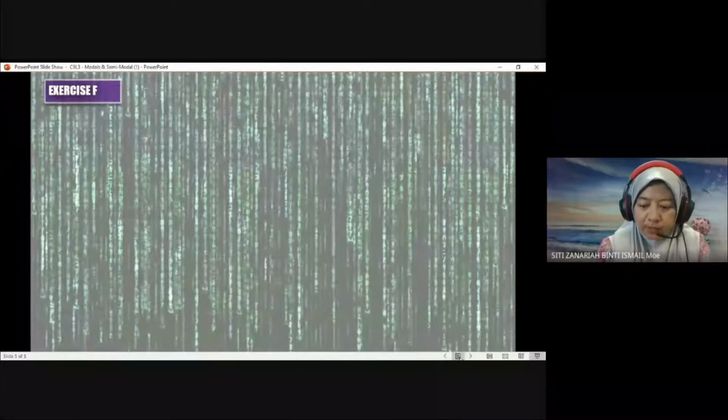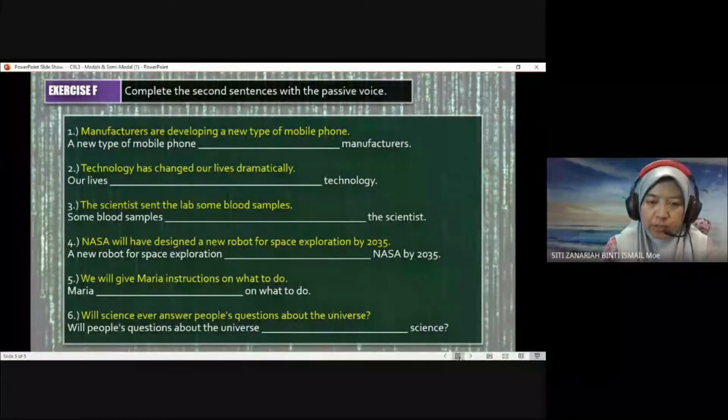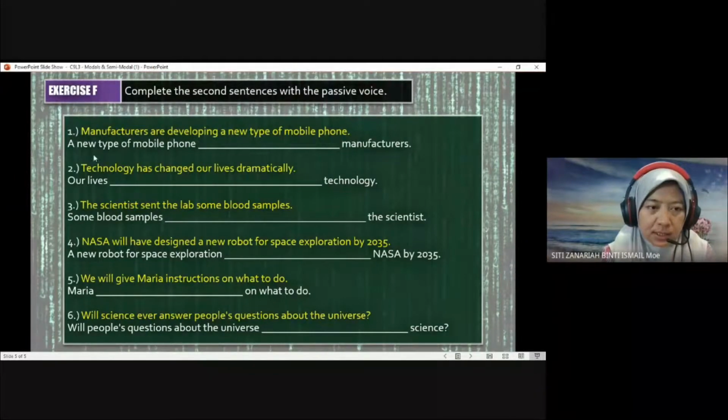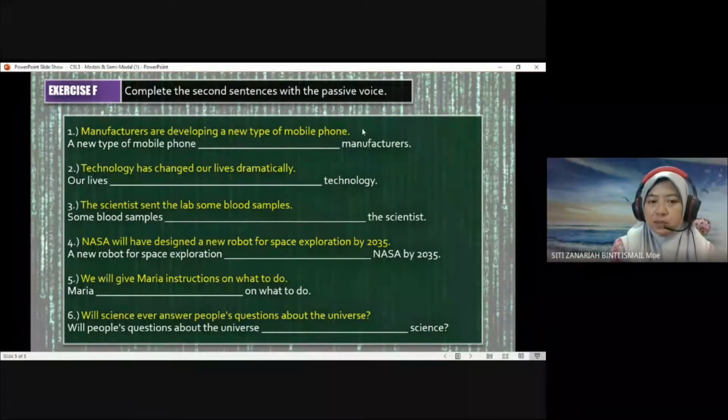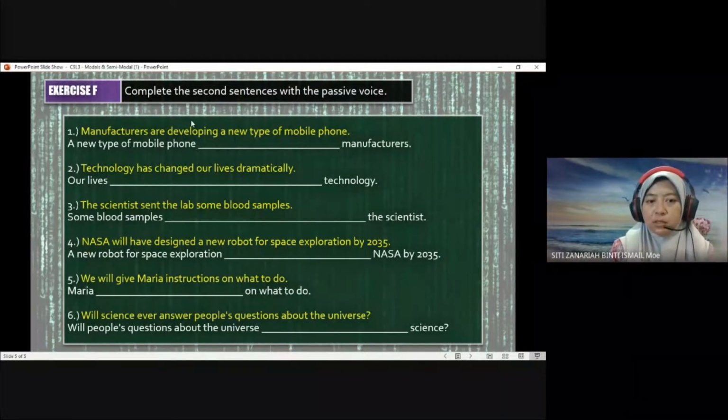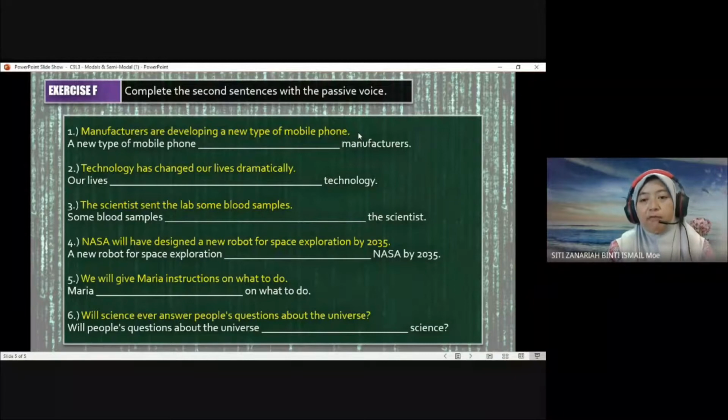Okay, now let us do practice exercise F, page 113. Complete the second sentences with the passive voice. The first sentence is in the active voice. Manufacturers are developing a new type of mobile phone. This is written in the present continuous. You have to change the present continuous sentence from active voice to passive voice. Here you have to change developing to past participle.